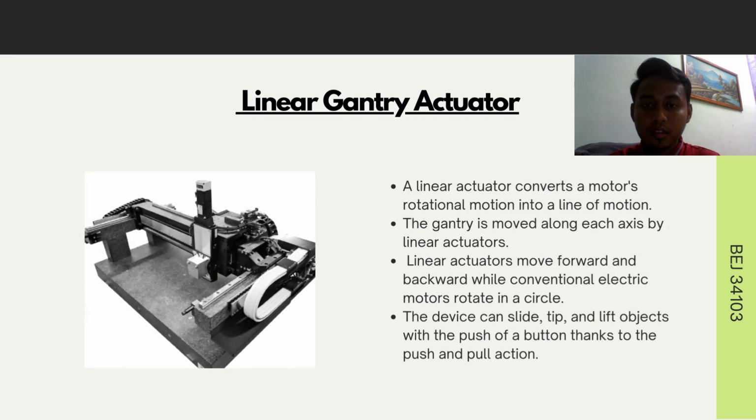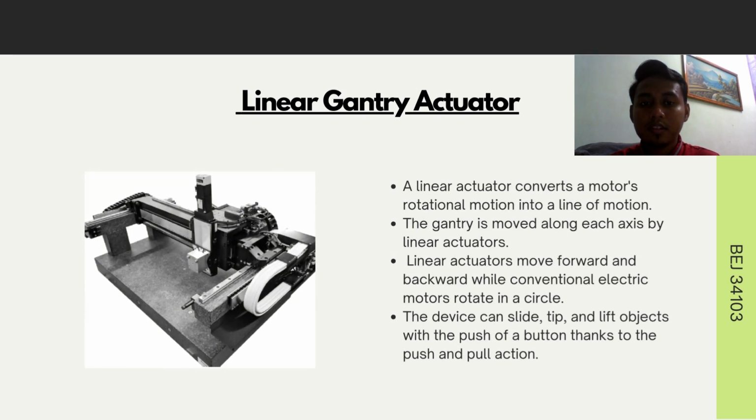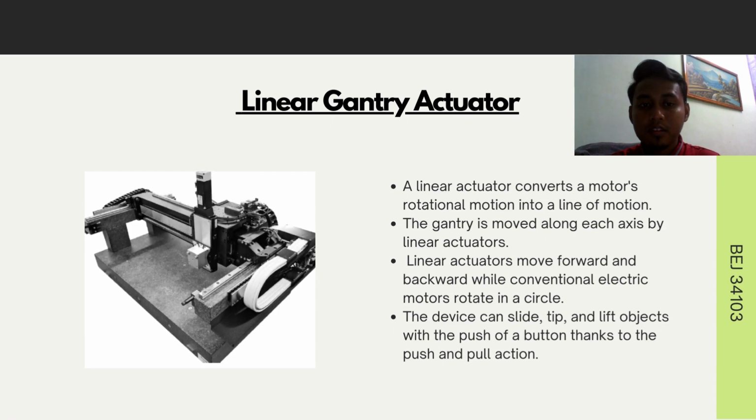The second actuator is the linear gantry, a linear actuator that converts a motor's rotational motion into a line of motion. The gantry is moved along each axis by linear actuators. Linear actuators move forward and backward while conventional electric motors rotate in a circle. The device can slide, flip, and lift objects with the push of a button thanks to the push and pull action. I think that's all from me.